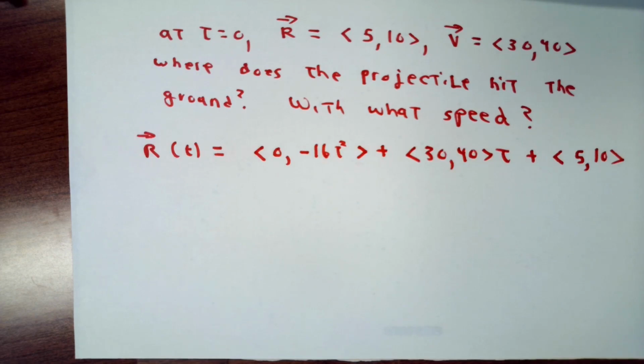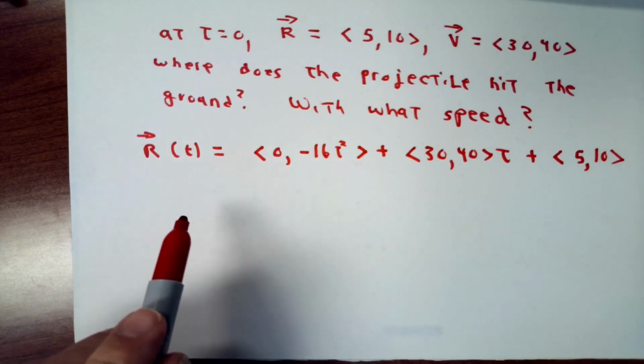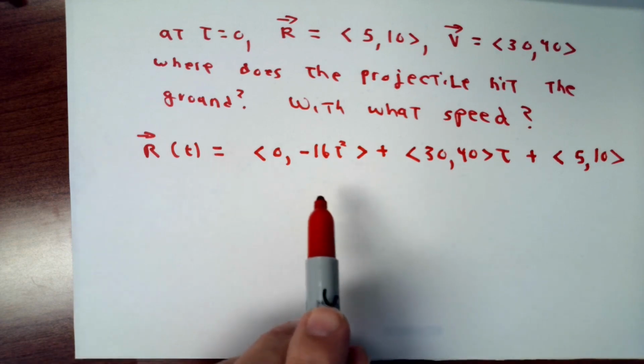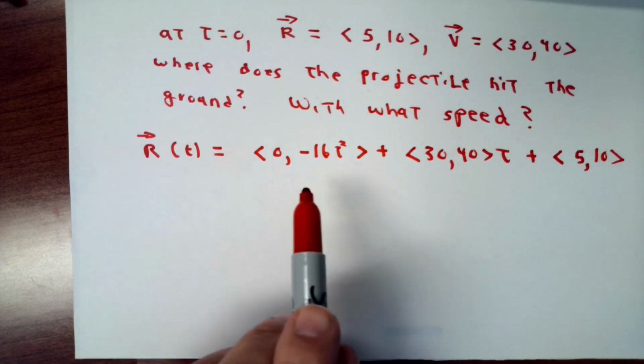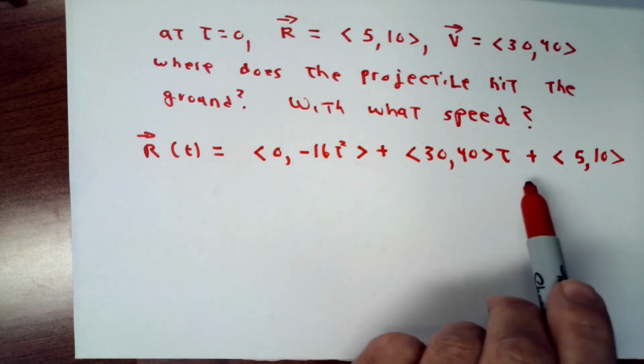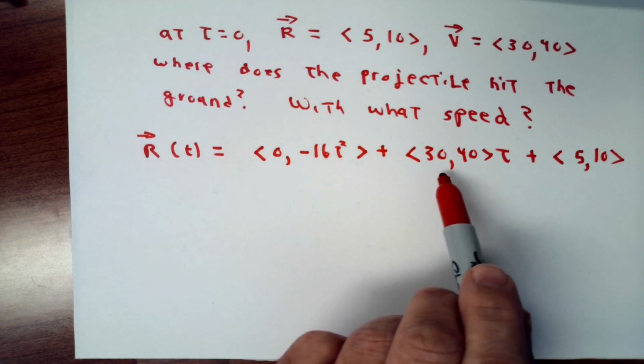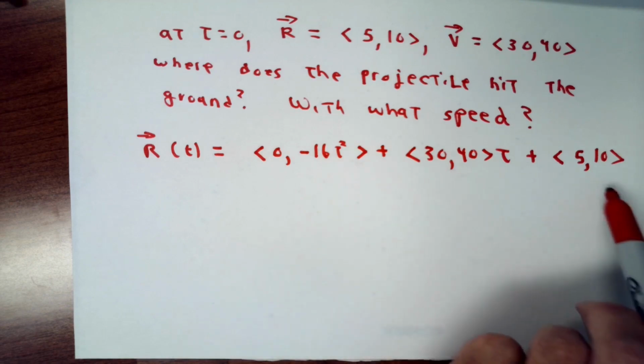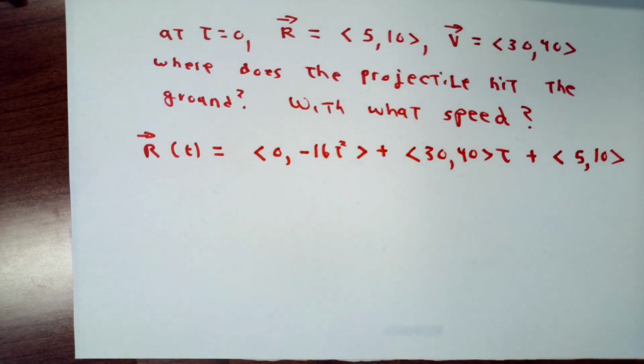1/2 times 32 is 16, and since we have the initial position and velocity vectors, I can just write down in my previous equation that the position at time t is the vector negative 16t squared in the y position, 0 in the x, plus the vector t multiplied by 30, 40, plus the constant vector 5, 10.